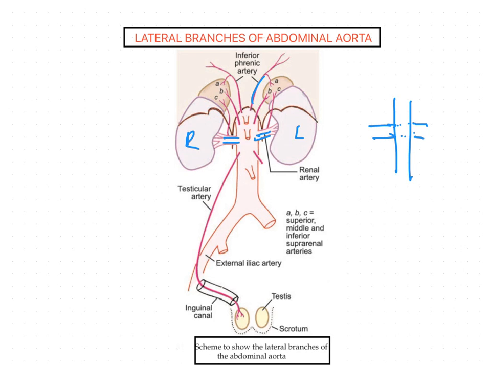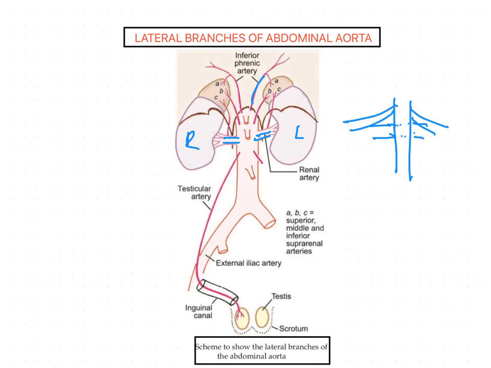Next, the left renal artery runs behind the left renal vein. The inferior vena cava receives a pair of veins, the right renal vein and the left renal vein. Behind the left renal vein, the left renal artery runs, and also behind the splenic vein. So the left renal artery runs behind the left renal vein and the splenic vein.